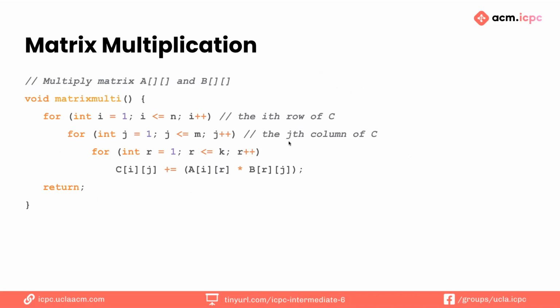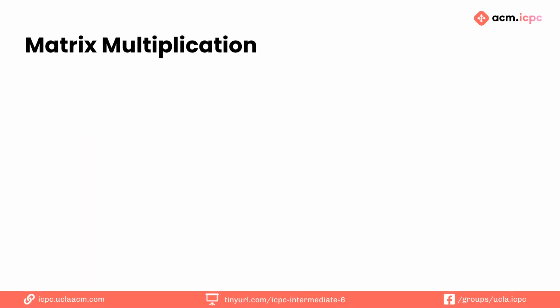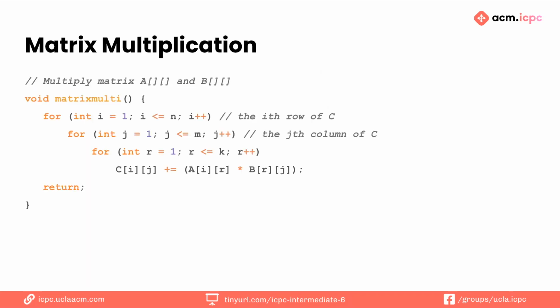So here's the code of matrix multiplication. It is just 3 loops. The first loop is enumerating the ith row of C or ith row of A. And the second loop is enumerating the jth column of C or jth column of B. And the third loop is enumerating the entries in each line. And then we add the products together to get Cij. Does anyone have any question here? Okay. Oh, it's also on the worksheet.